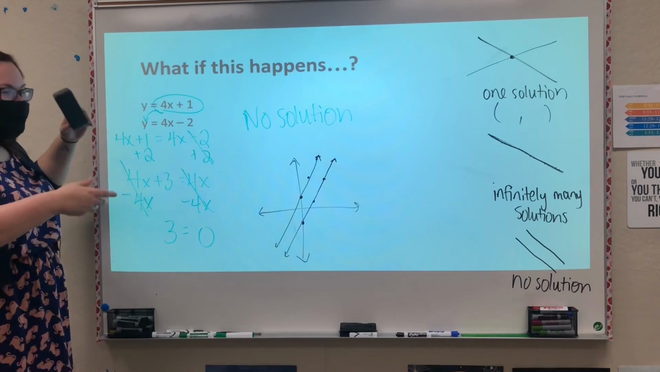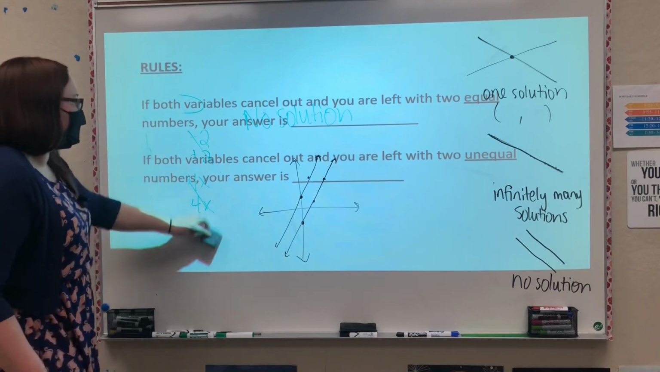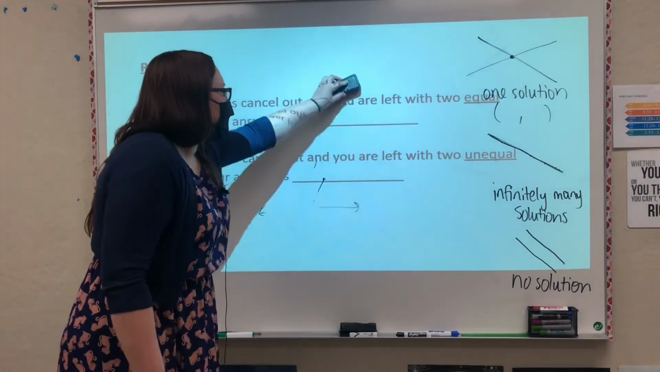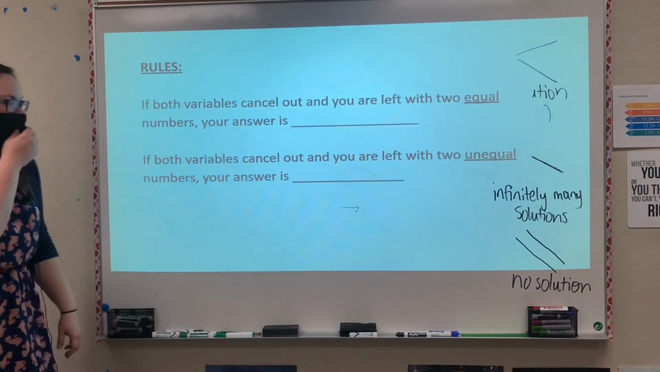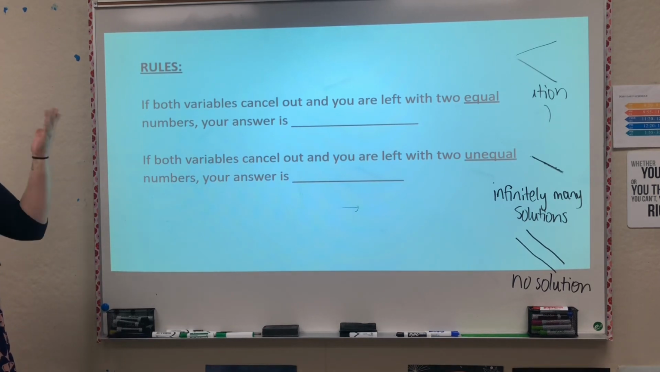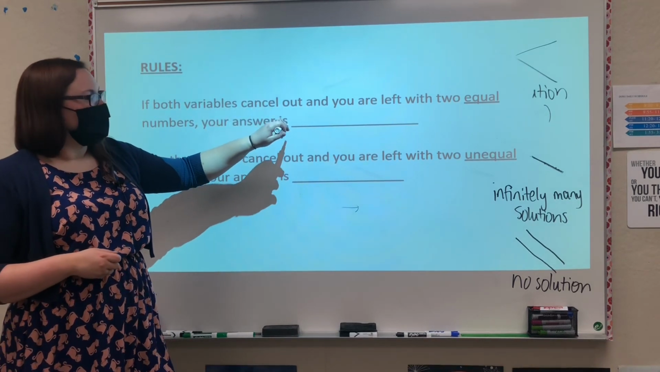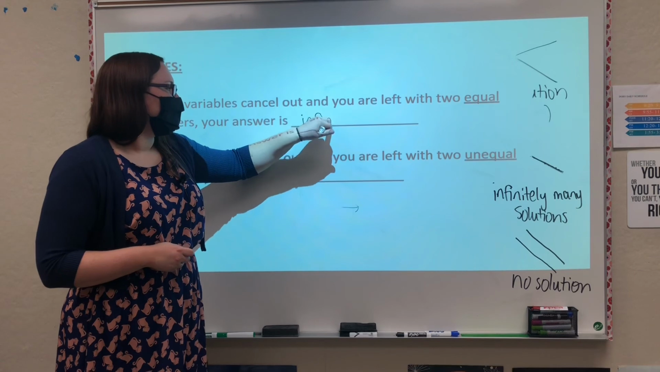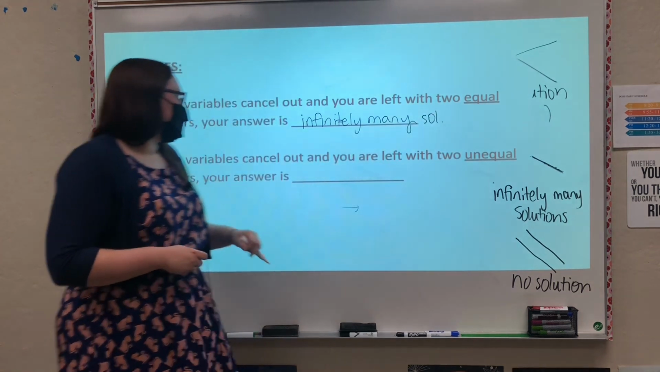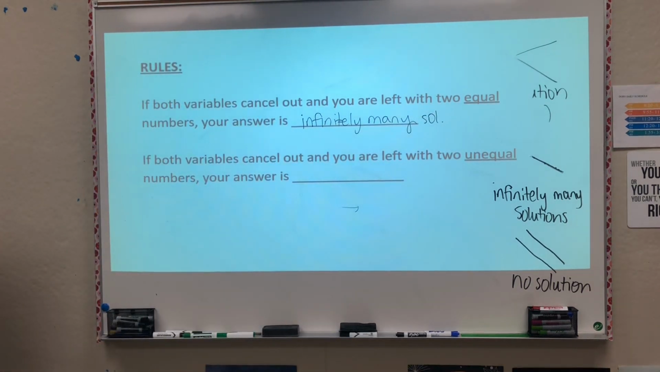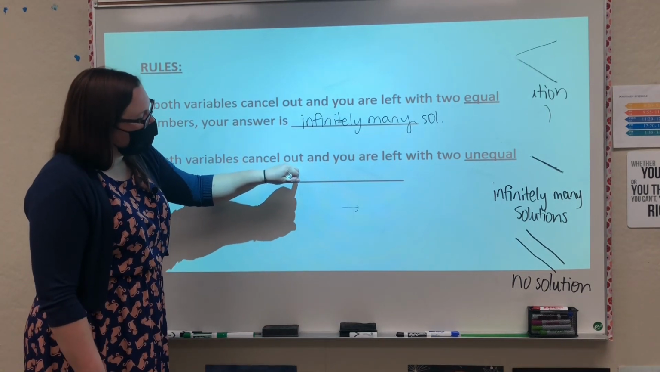You did great. This was the last thing I had. There's a box on your notes under that just summarizes the stuff we've been saying. The first line says if both variables cancel out and you're left with 2 equal numbers, for example 5 equals 5, the answer is infinitely many solutions. Yep. I'm going to abbreviate that. And if both variables cancel out and you're left with 2 unequal numbers, your answer is? No solution. Yep.